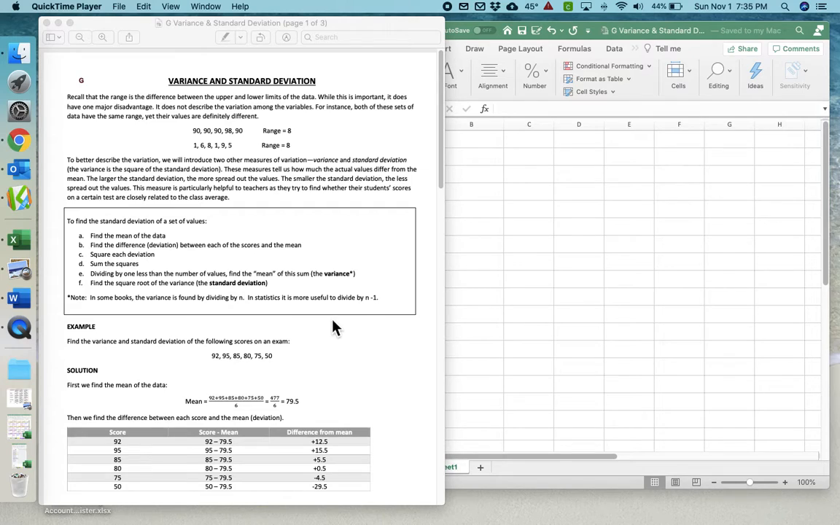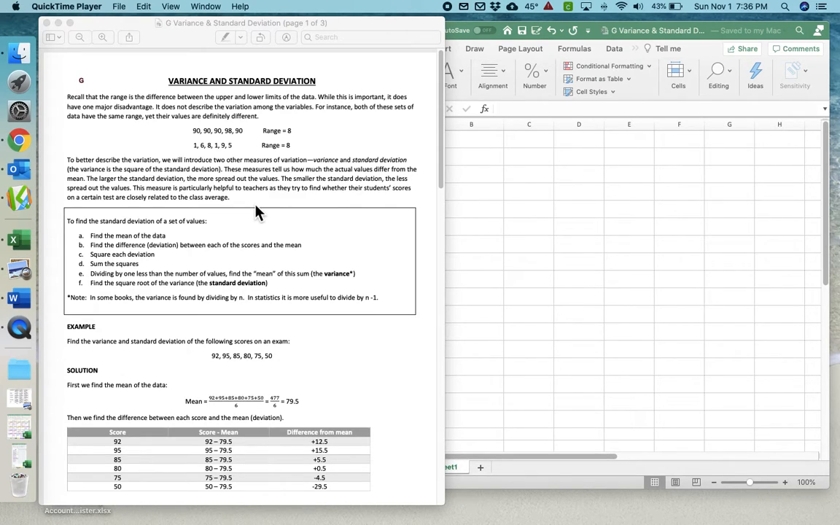So here we've got some things we talked about. Range is the largest value minus the smaller value. That's one way we can describe variation. Another variation is variance or standard deviation. The variance is the square of the standard deviation. And these measures tell us how much the actual values differ from the mean. The larger the standard deviation, the more spread out the values. The smaller, the less spread.